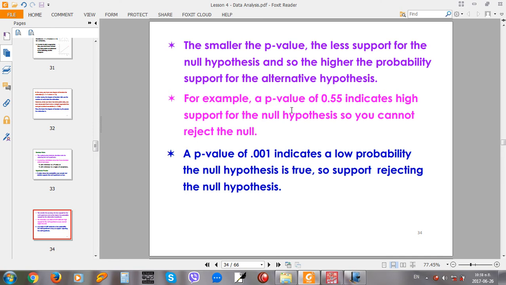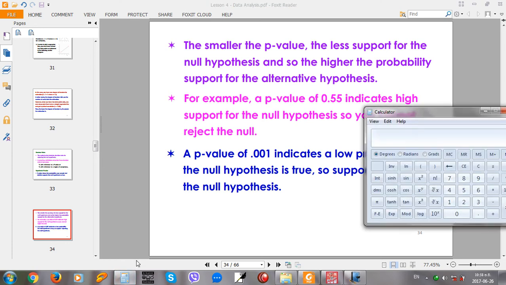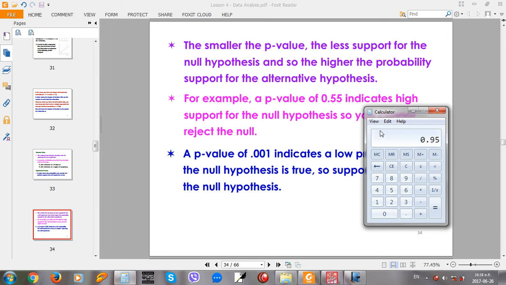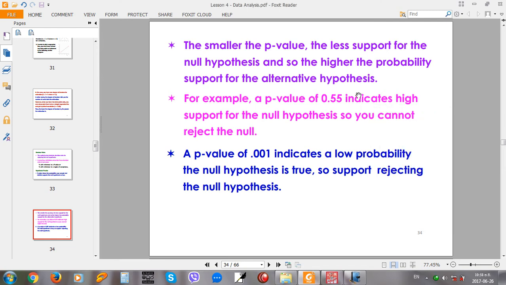If you subtract that from 1, right? We know that 95% means 95 divided by 100, that is 0.95. If we subtract 0.95 from 1, what happens? The answer is 0.05. So in that case, if we have a 95% significance level and the p-value is less than 0.05, you can reject the null hypothesis.